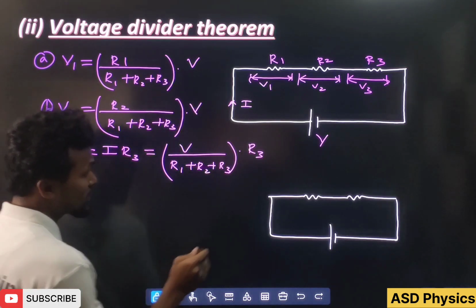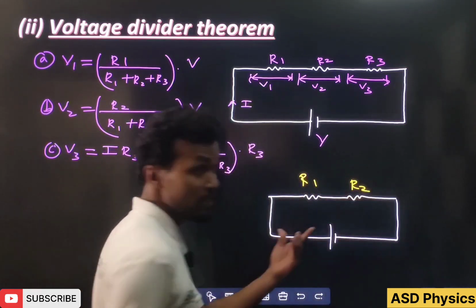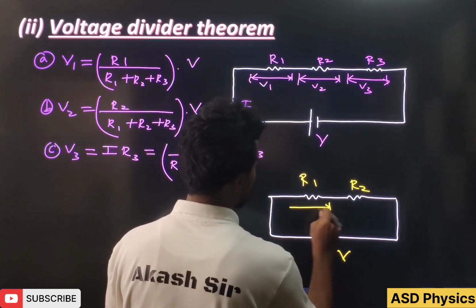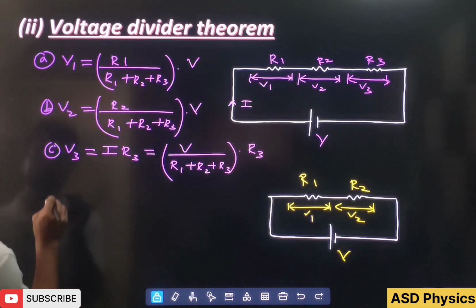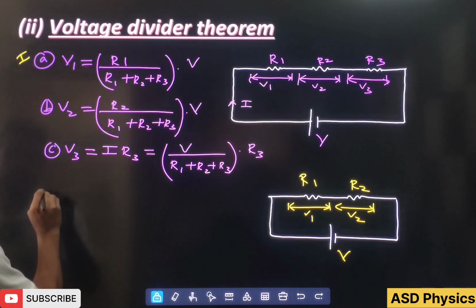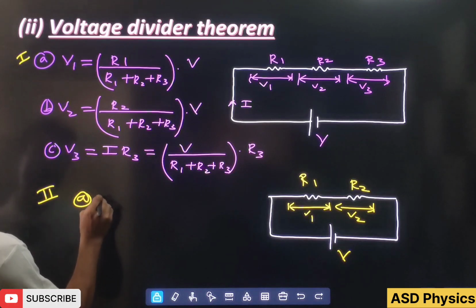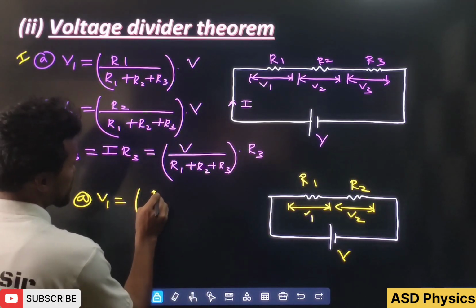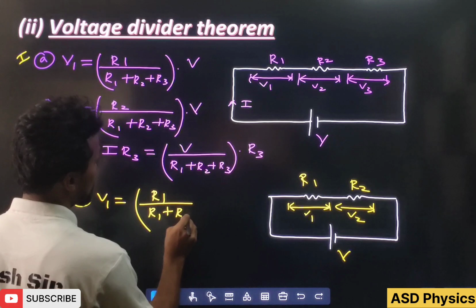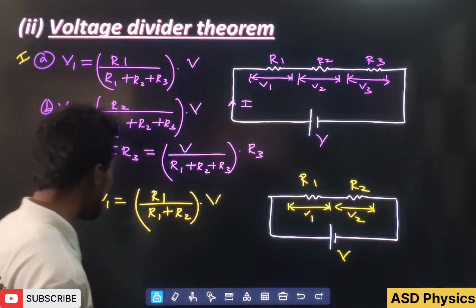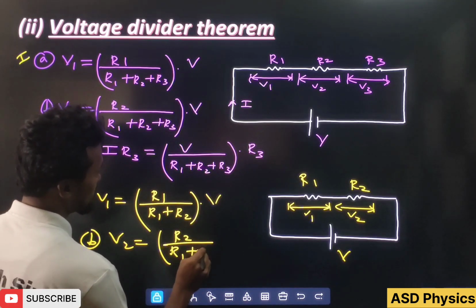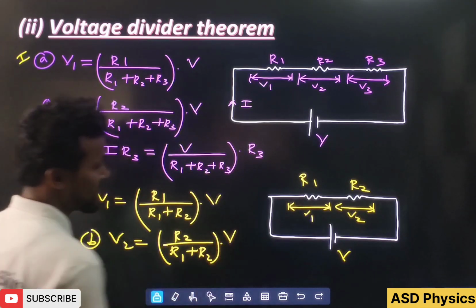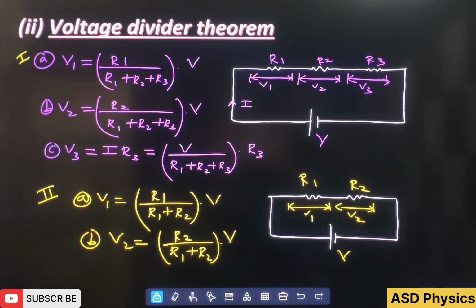Similarly students, in case two resistors are there, let's take R1 and R2. This is very common. Here is V, and this is V1 and this is V2. Then, by the voltage divider theorem, V1 is equal to R1 by R1 plus R2 into V. Similarly, V2 is given by R2 by R1 plus R2 into V. Can you see how we have done this, students? I hope you are understanding all these things very easily.